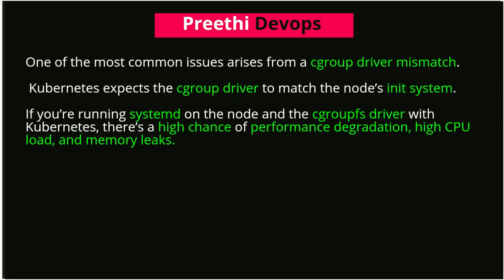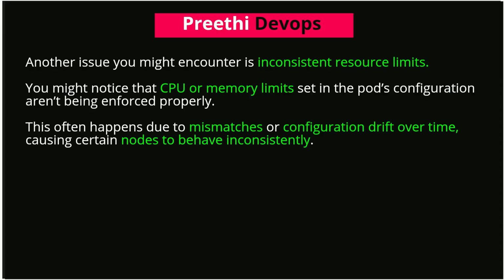One of the most common issues arises from a Cgroup driver mismatch. Kubernetes expects the Cgroup driver to match the node's init system. If you're running systemd on the node and the Cgroupfs driver with Kubernetes, there's a high chance of performance degradation, high CPU load, and memory leaks.